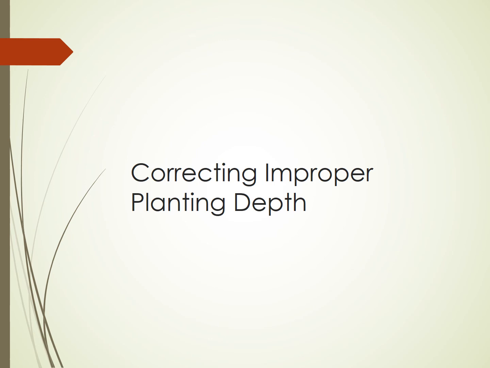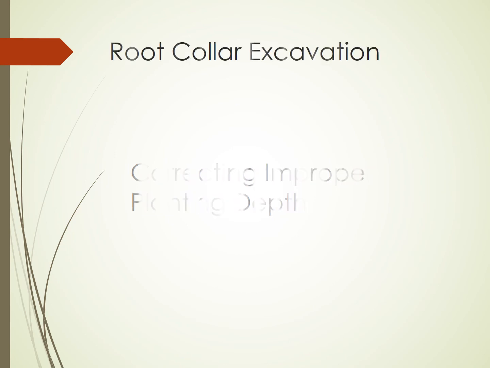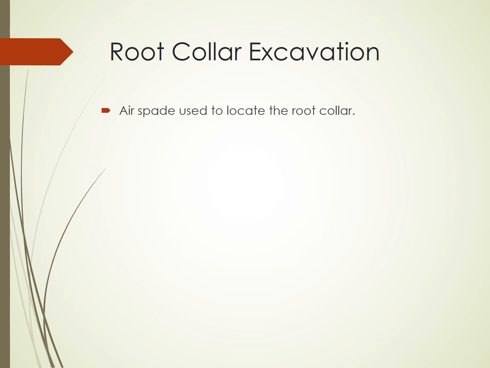All right, yet another job that landscapers might have to perform is correcting improper planting depth. This procedure is called root collar excavation, and it is accomplished with an air spade. That would be the tool of choice. So you would be using the air spade to locate the root collar. The root collar is simply the place on a tree where the roots and trunk come together. That particular place is called the collar.